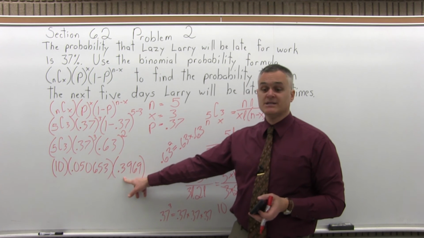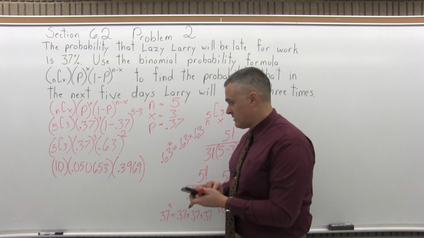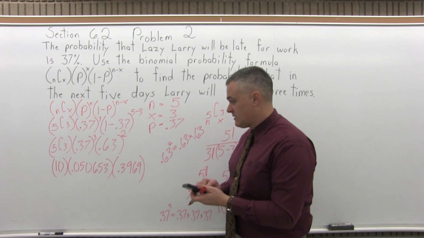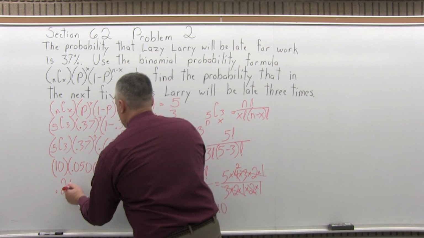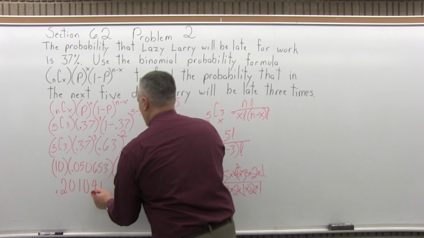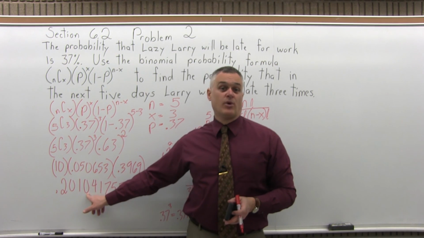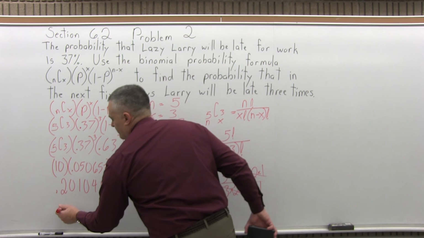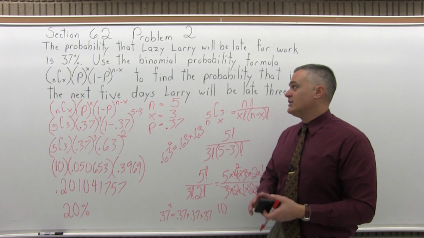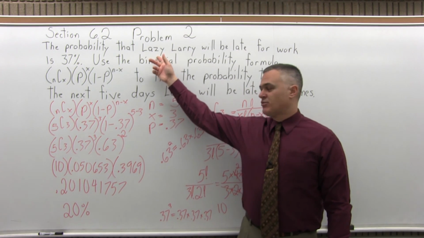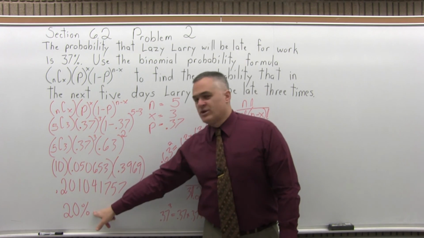So now to finish the problem, I'm going to multiply 10 times 0.050653 times 0.3969, and that'll give me my final answer. And the calculator gives me a final answer of 0.201041757. Now we don't need that many decimals. You can either call it 0.20 or 0.201 if you want 3 decimals. So it's a little bit more than a 20% probability. So again, if you have a job where you're working with this lazy Larry person, the probability that he's going to be late 3 times in the next 5 times he has to go to work is slightly more than a 20% probability.